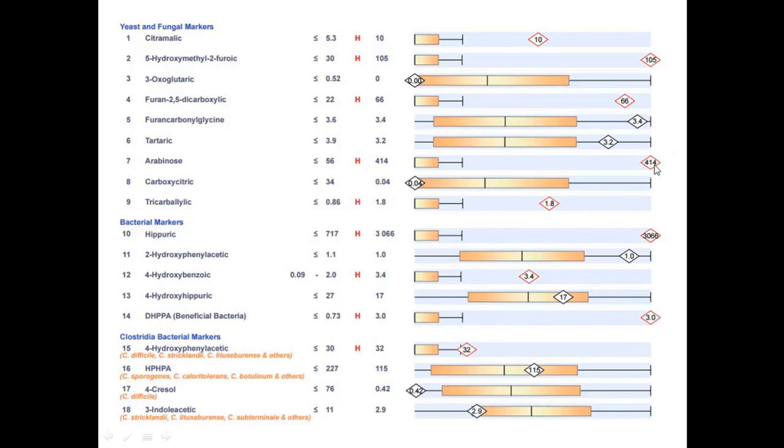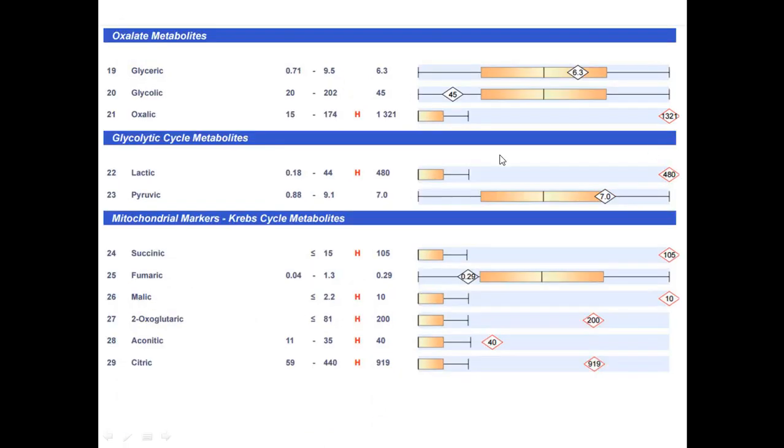This was not a surprise to me. However, this was the highest arabinose level I had ever seen. She had significant yeast overgrowth, right? Many different markers indicated yeast overgrowth, particularly that arabinose level, 8 times the highest level there. Hippuric acid was again extremely elevated, indicating bacterial overgrowth in her gut. 4-hydroxyphenylacetic acid can be an indicator of not only C. diff and Clostridia, but just bacterial overgrowth in general. So this, to me, looked like delayed gut motility, but that yeast was creating a big problem.